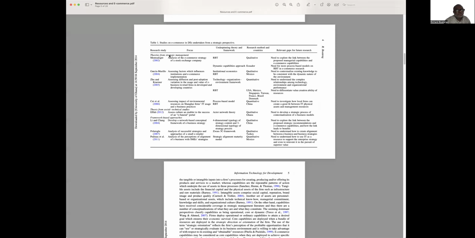The research study, theories from strategic management, theories from social technical studies, framework-based approaches. All of these were looked at. So he talked about the focus of the paper, what theory did they use, what method did they apply, what gaps did they leave. So all the knowledge was gained from this type of literature. And some of the literature were using theories that are either process-based theory or the resource-based theory. Others were not using a resource-based theory, but still we can learn from their findings. That's what he's trying to pick from different literature, different theories, and to put them together to be able to come up with your own conceptual model.